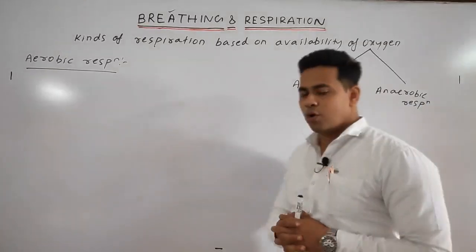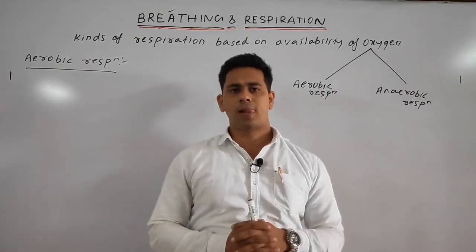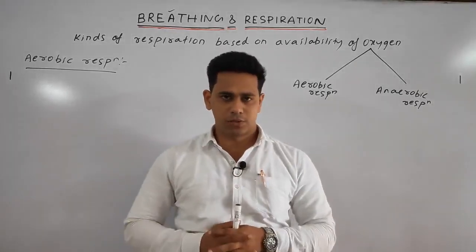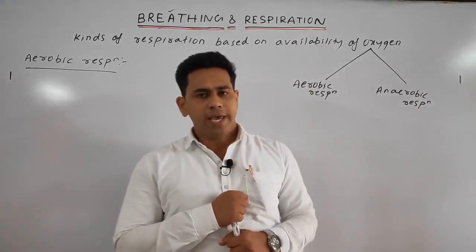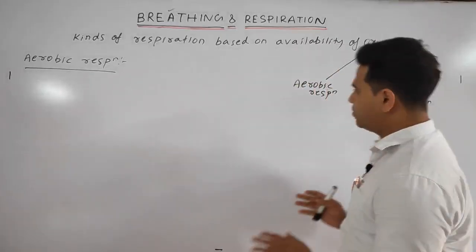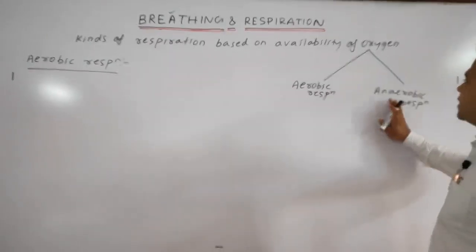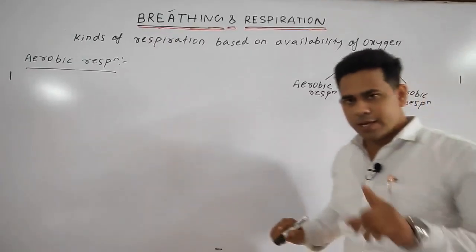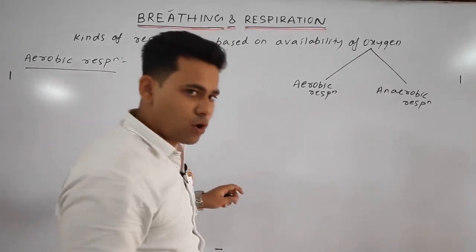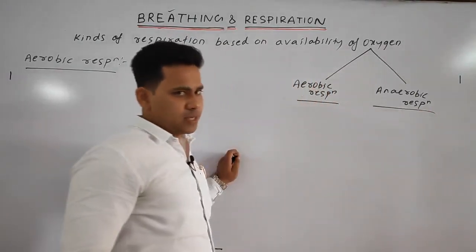Next point, students, what are the various kinds of respiration based on the availability of oxygen? As we discussed, respiration simply means a series of chemical reactions. If oxygen is present, then the type of respiration is aerobic respiration. If oxygen is not used, then the type of respiration is anaerobic respiration. That is why we have written the kinds of respiration based on the availability of oxygen. It is of two types: one is aerobic respiration, the other is anaerobic respiration.